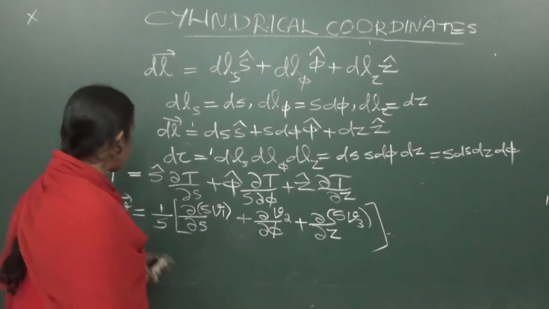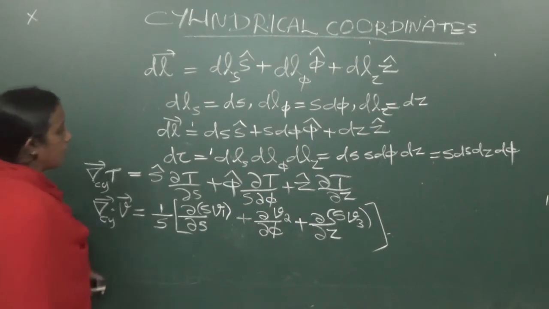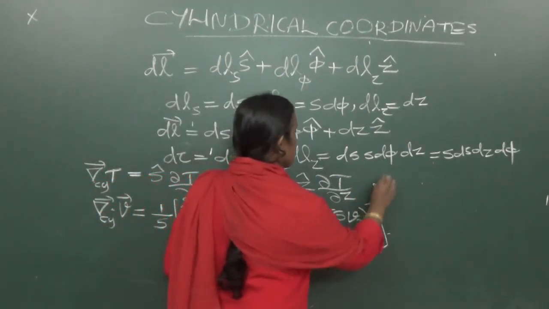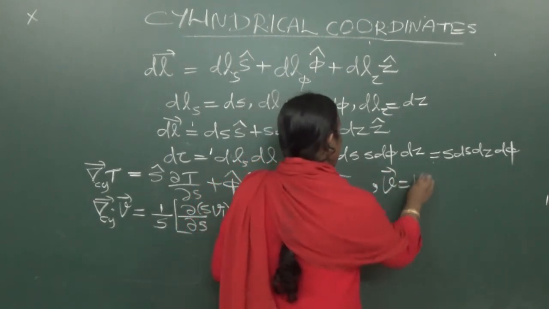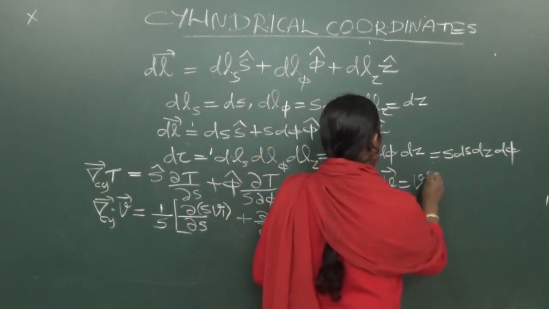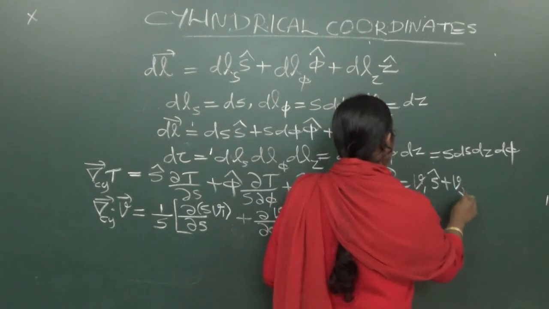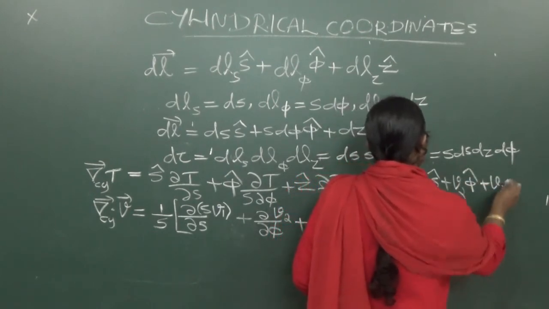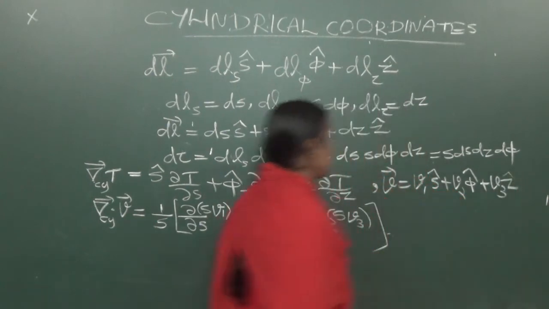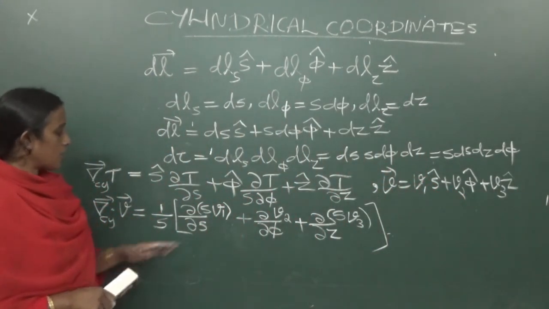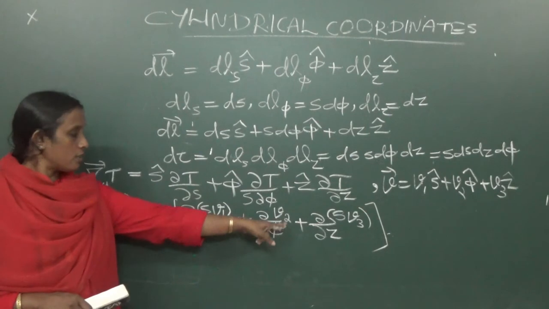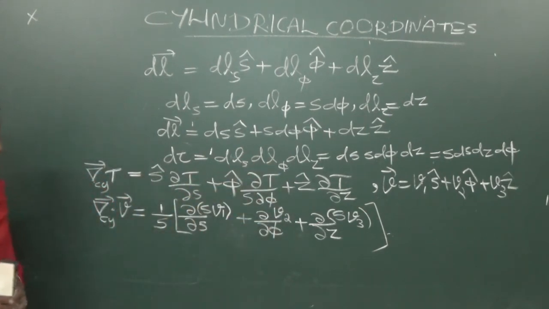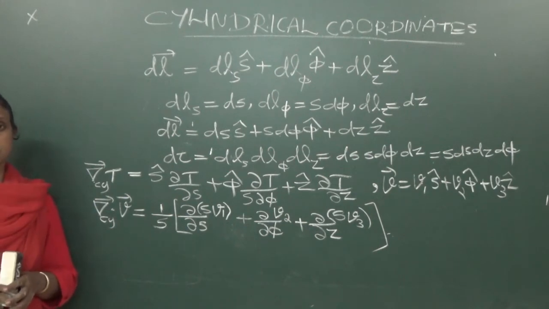Here we assume that this vector V is equal to V1 s cap plus V2 phi cap plus V3 z cap. Then you can write the divergence like this: as 1 by s dou by dou s of s V1, plus dou V2 by dou phi, and then dou by dou z of s V3.